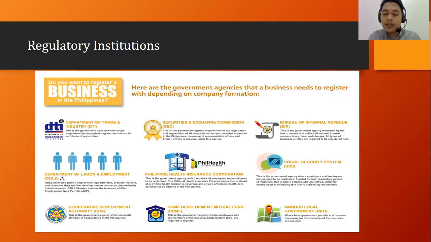Next is the PhilHealth. Sa PhilHealth naman po, papasok dyan yung healthcare system ng Pilipinas. So si PhilHealth, kailangan nyo siyang mag-contribute para at least pagka nagkasakit kayo, meron kayong insurance na makukuha, or insured kayo with regards to the health system or health management na meron po tayo.